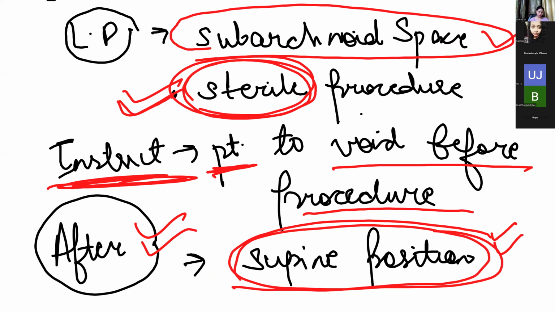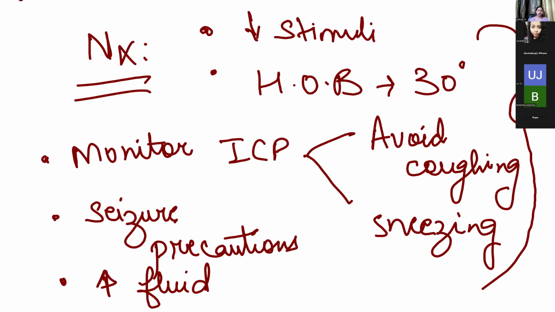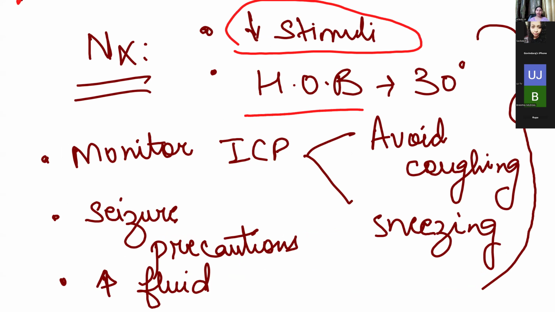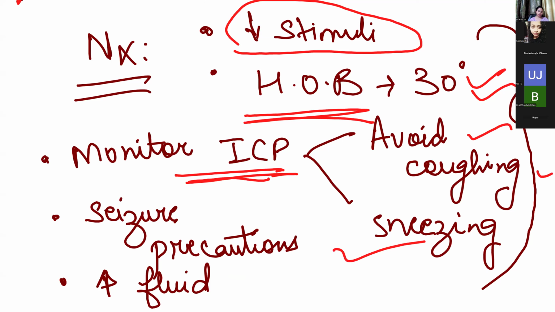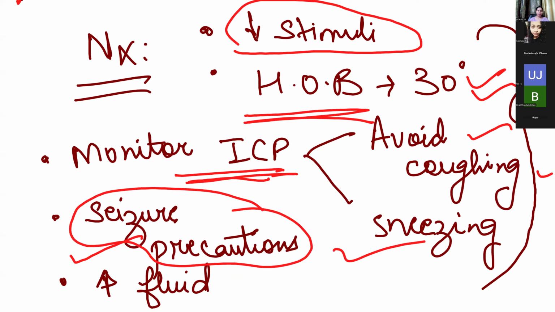And then there are a few nursing interventions such as decrease in stimuli. Head of bed will be 30 degrees. You need to monitor ICP. How will you monitor ICP? Avoid coughing and sneezing. Seizure precautions and increase fluid levels.